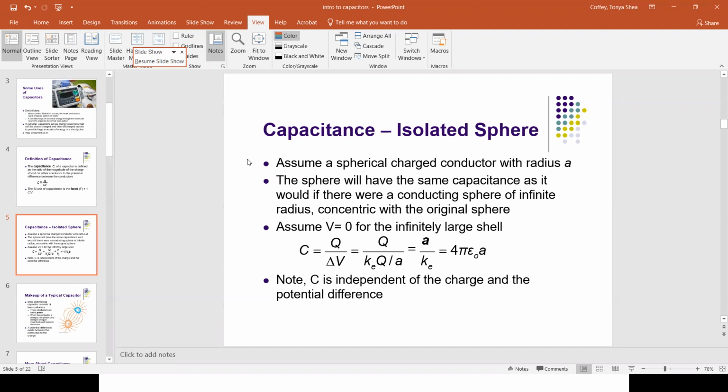And so that leaves us with A over K, the Coulomb constant. And of course, the Coulomb constant K is 1 over 4 pi epsilon naught, where epsilon naught is the permittivity of free space. And so that means that for an isolated sphere, the capacitance would be equal to 4 pi epsilon naught A. Okay? So you can see here that the capacitance is dependent only upon the geometry and some constants, including epsilon naught.